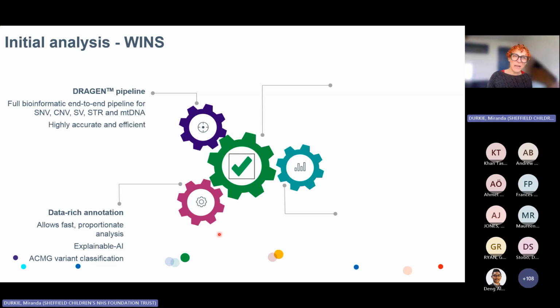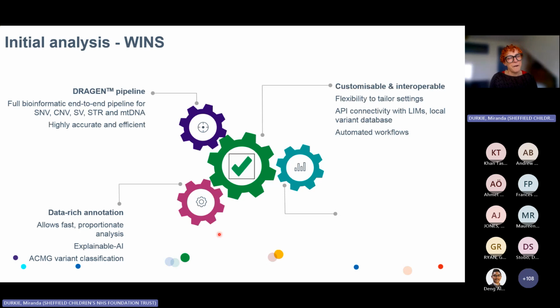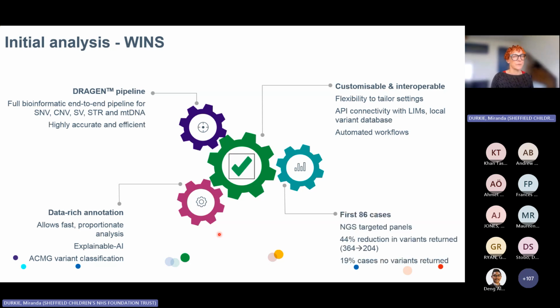You have the explainable AI, so you can see why it's made that decision, and it attempts some form of ACMG variant classification. It's also very customizable and interoperable. So you've got the flexibility to tailor settings to whatever cases you are putting in. You've got that API connectivity with different systems, and obviously the workflows can all be automated, which saves time.